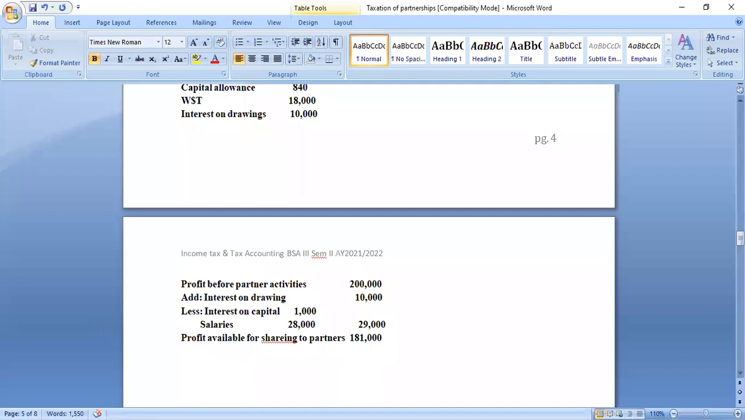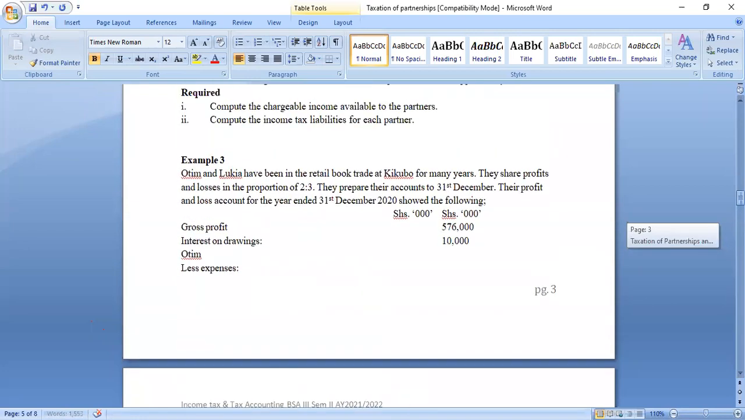Then you share this now. We allocate or share within the partners. Of course they share based on their sharing ratios. In this question you can confirm it. Here they say that Otim and Lukia have been in retail trade, and they share profits and losses in the proportion of 2 to 3. That's the ratio, meaning Otim has 2, then Lukia has 3.